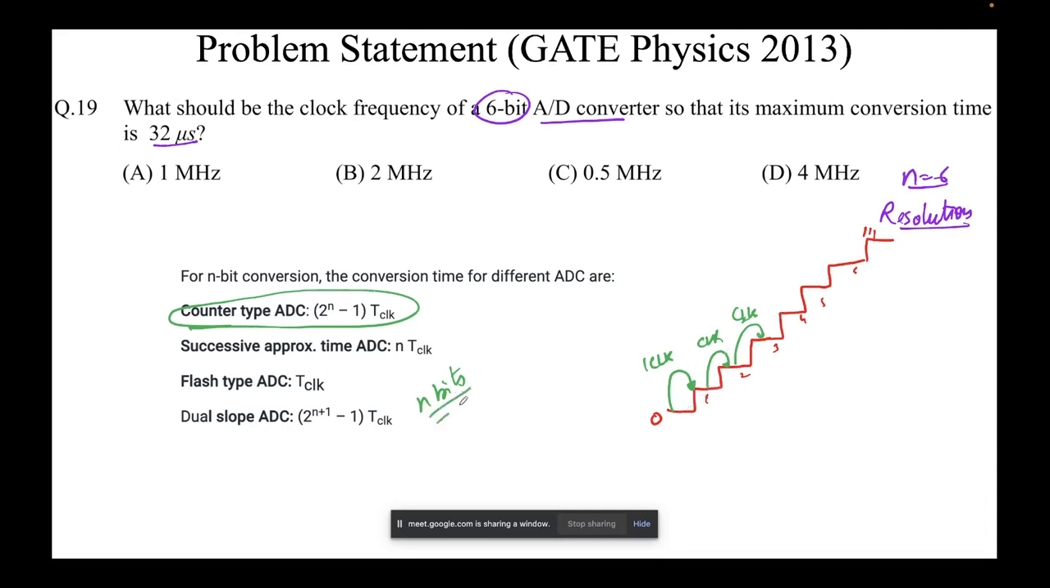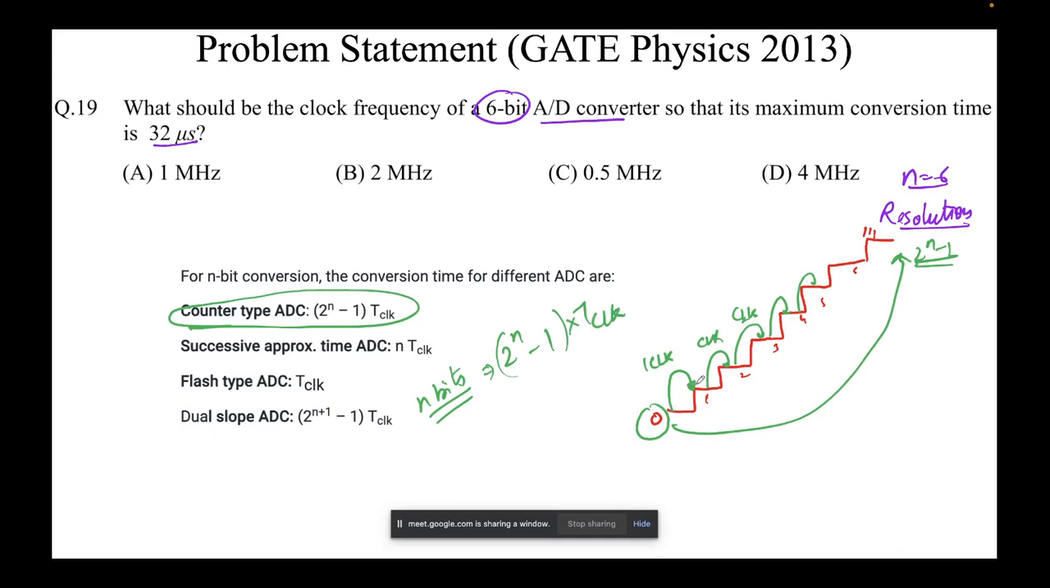So let's say there are n bits. This means the total number of outputs can be 2 raised to the power n, and the maximum value will be 2 to the power n minus 1. Now every step requires 1 clock cycle. So if we want to go from 0 to the maximum value, which is 2 to the power n minus 1, we require (2 to the power n minus 1) times T clock. This is the time that you require.